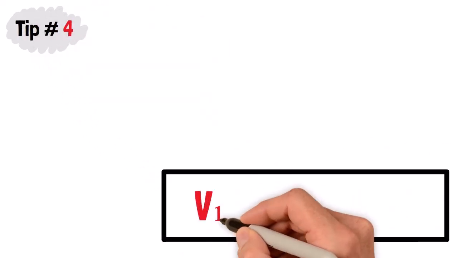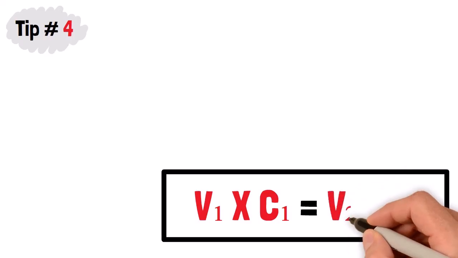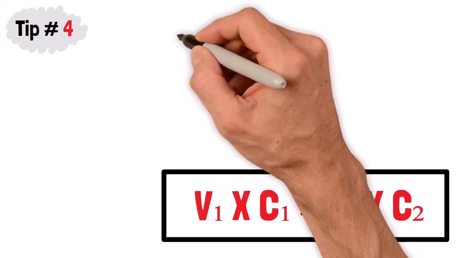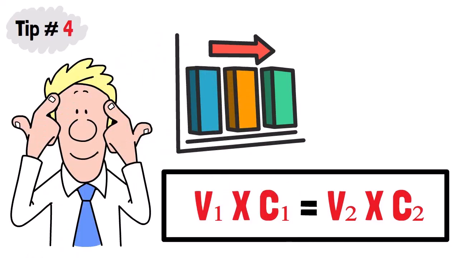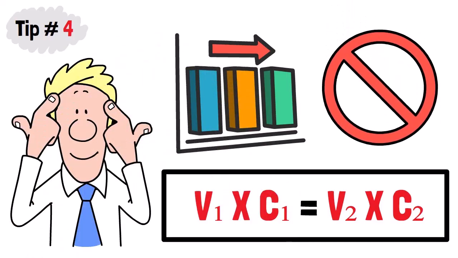Tip number 4. For dilutions, memorize V1 times C1 equals V2 times C2. Keep units consistent. And remember, this only changes concentration, not the total drug amount.